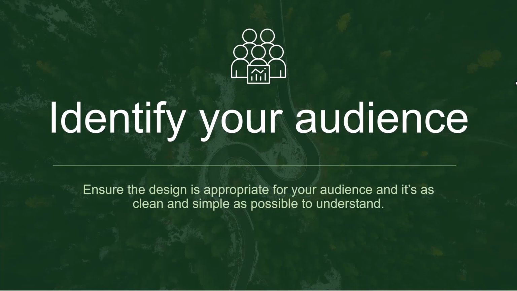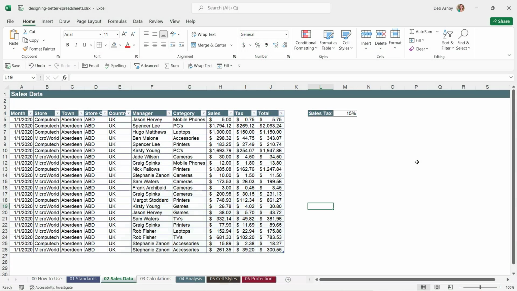Number 3, identify your audience. Ensure that the design is appropriate for your audience and it's as clean and simple as possible to understand. It's really important when you're putting together a spreadsheet to think about who's going to be looking at this spreadsheet. Is it just going to be internal? Is it just your team colleagues? Is it your manager? Or is it going to a client or up to stakeholders?